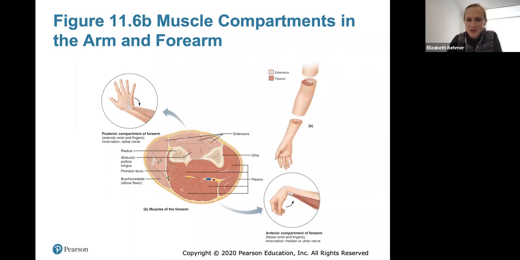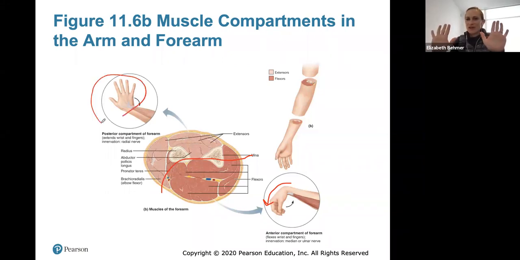Here's another cross-section view, and it separates out like this. The flexors, so these are on the anterior side of the arm, will flex, so do this motion of your fingers. And the muscles in the posterior arm in the back of the forearm will extend, which is this muscle, kind of stretch your fingers back.